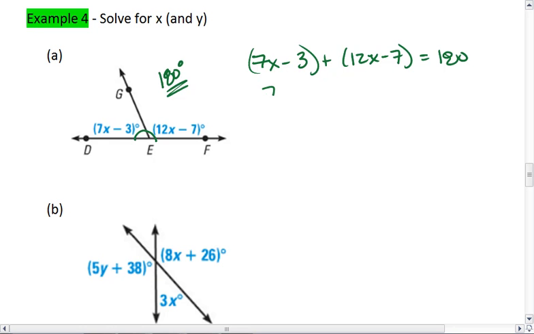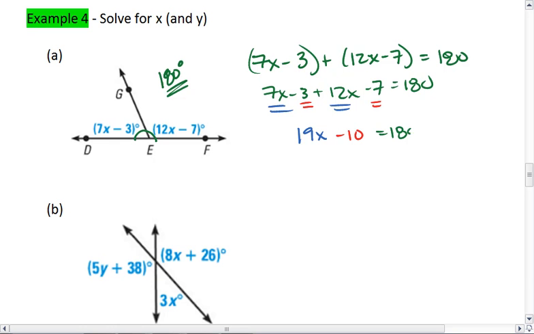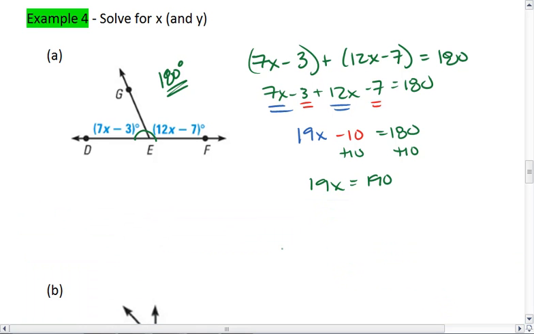We can simplify, we can drop the parentheses, then add like terms. Get 19x minus 10 equals 180. We can add 10 to both sides. We get 19x equals 190. So x equals 10.